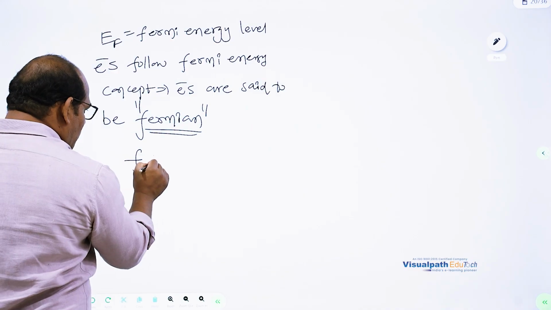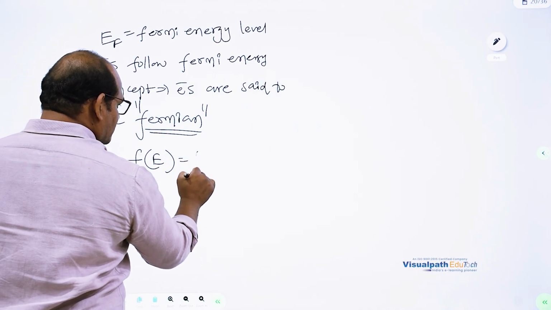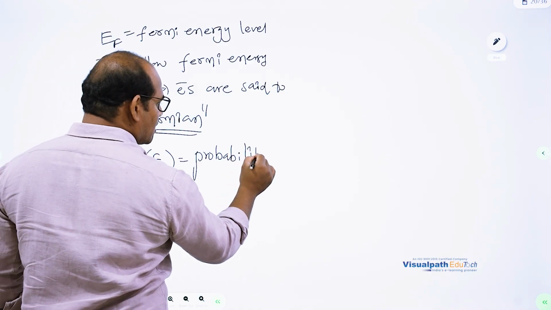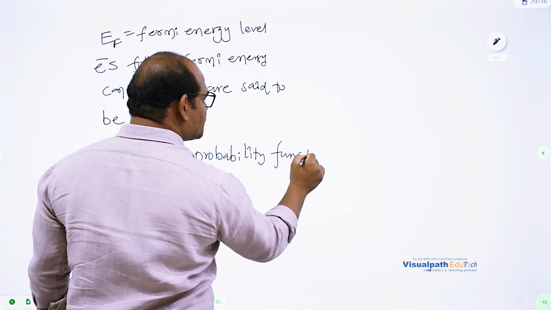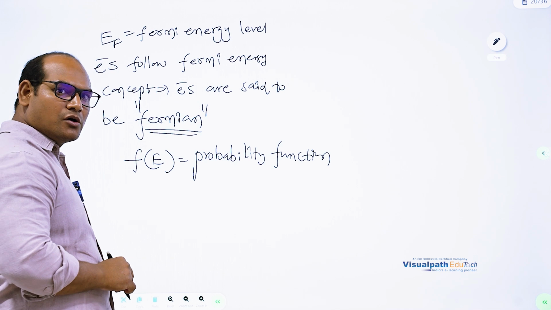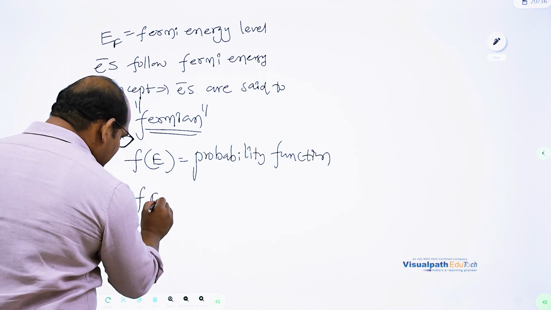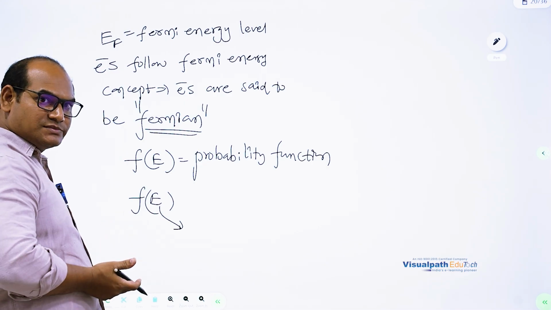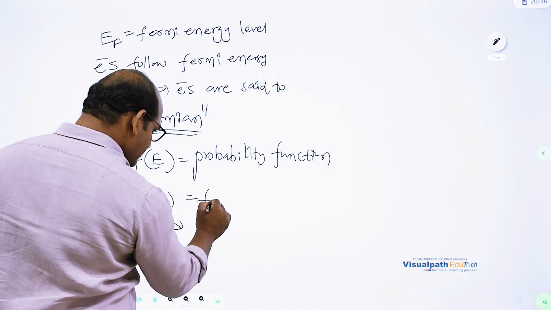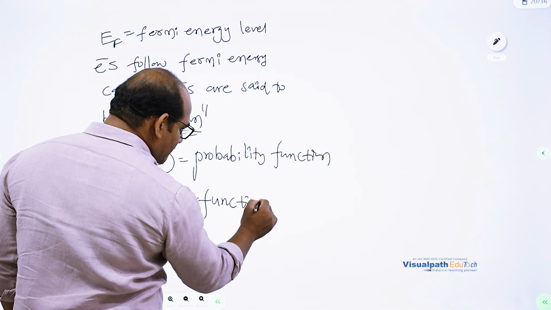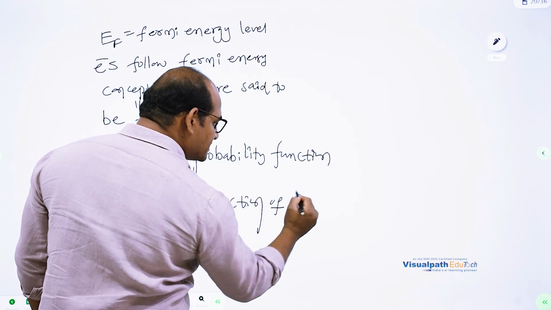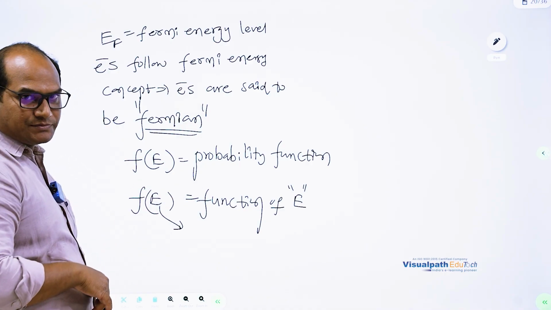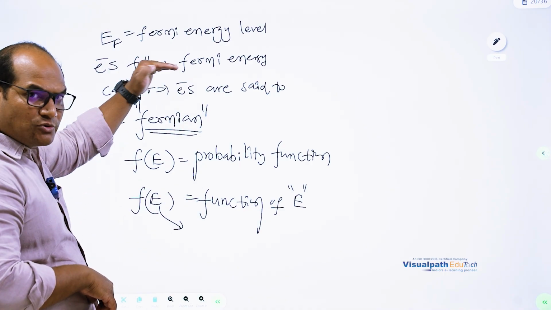And it is actually a probability function. Probability function means it is in between 0 and 1 only. So, the probability function f of E, you see it is a function of energy level. E is the energy level. It changes with respect to energy. So, any energy level you are able to substitute.